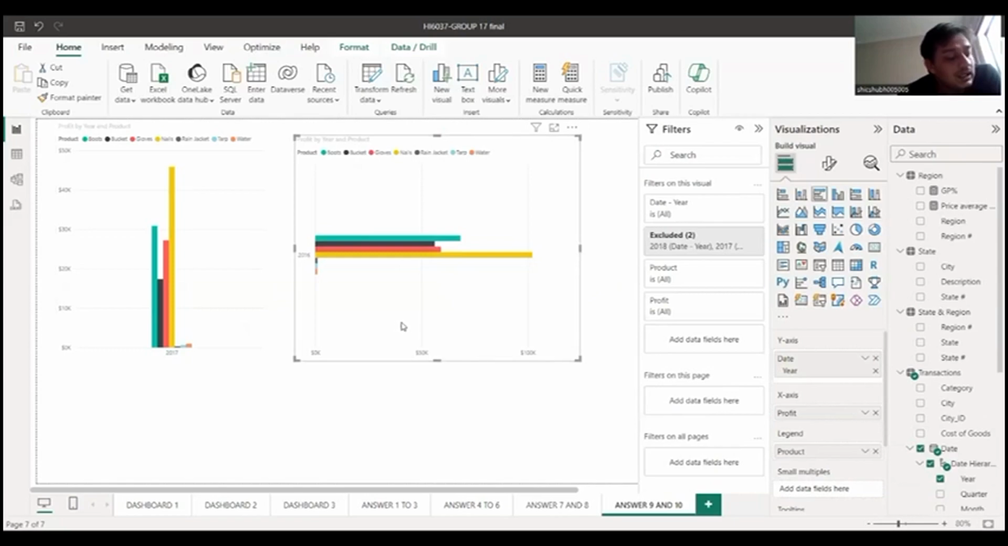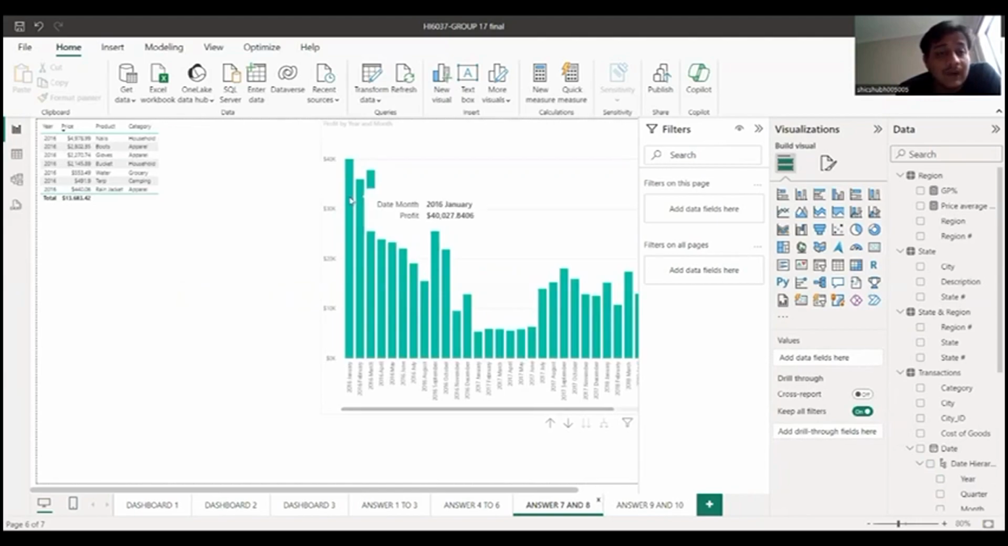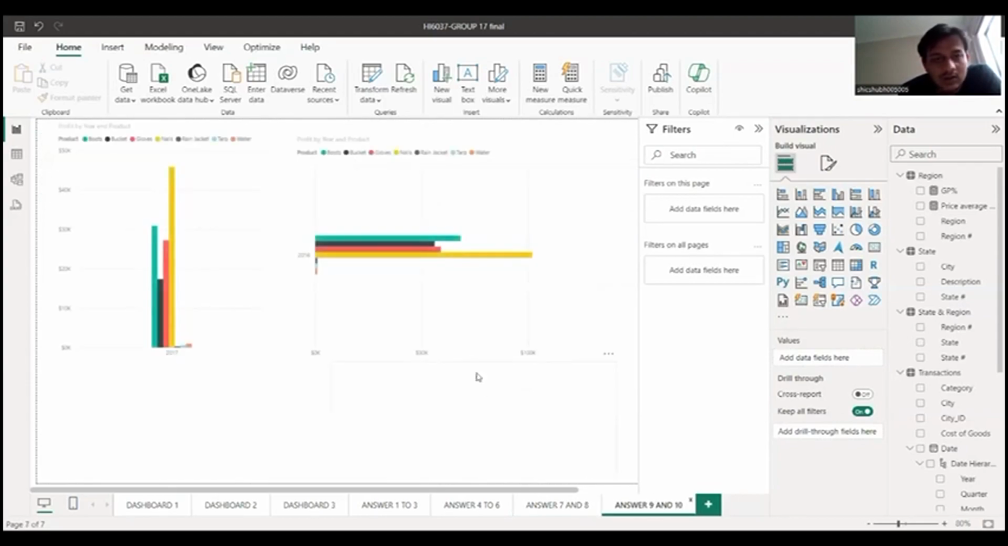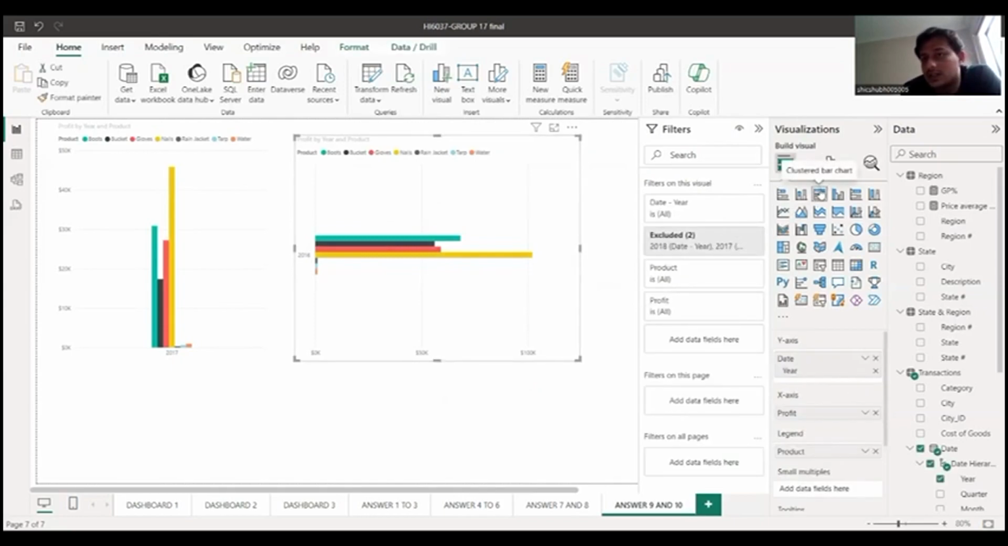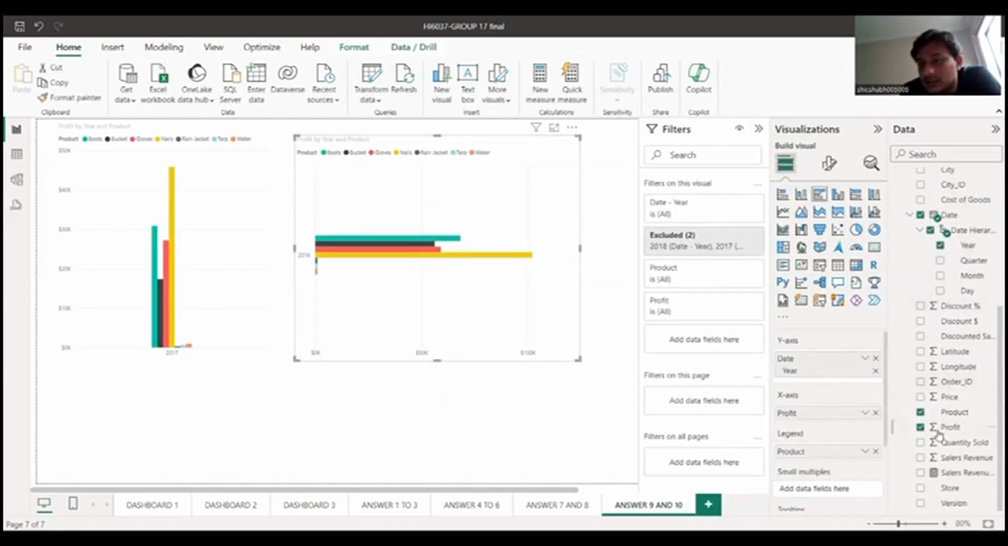The 10th question is: in the year with the highest profit, which product had the highest profit and how much is that? So for that, moving back to question number 8, we found that in 2016, January has the maximum profit. So here I take year as 2016. I use a cluster bar chart with year, product, and profit. So I found that nails has the maximum profit, which is 1,02,116.48 in 2016.